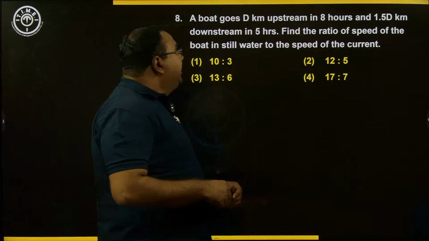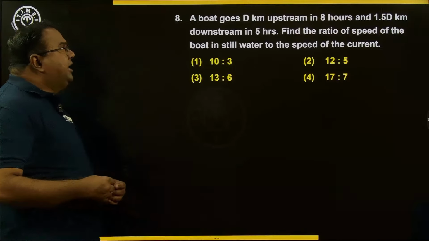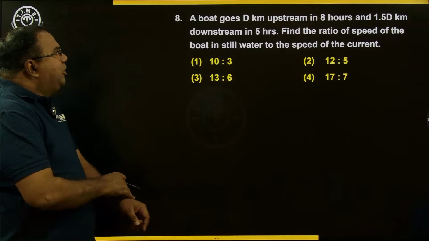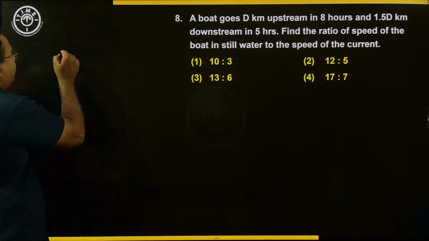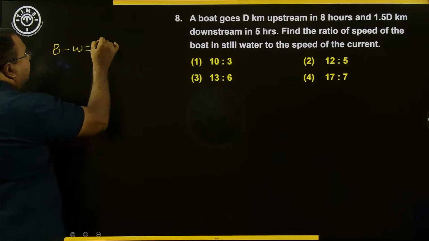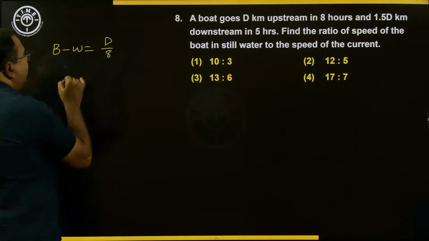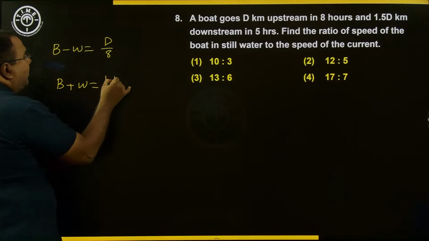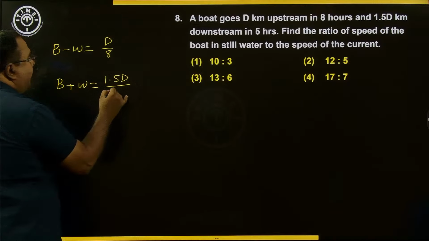A boat goes d kilometers upstream in 8 hours. Okay. And 1.5 d kilometers downstream in 5 hours. So what is my upstream speed? B minus W is d by 8. What is my downstream speed? B plus W is 1.5 d by 5.